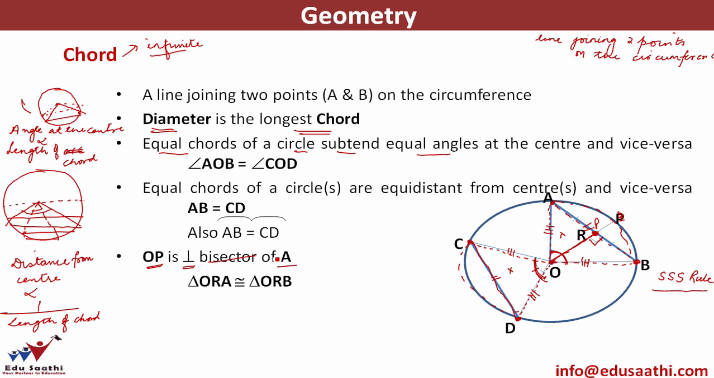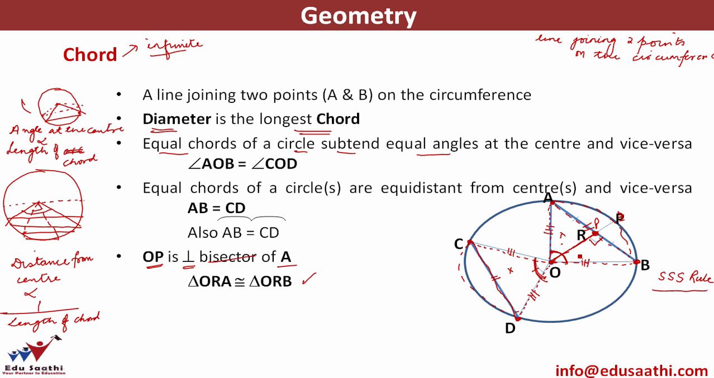So the line which is joining the midpoint of the chord and the center is perpendicular. I can look at it vice versa. If I draw a line from the center perpendicular to the chord, it will bisect the chord. If I need to prove this, I will look at the two right angle triangles that I have, which are ORA and ORB. These are the two things that I have.